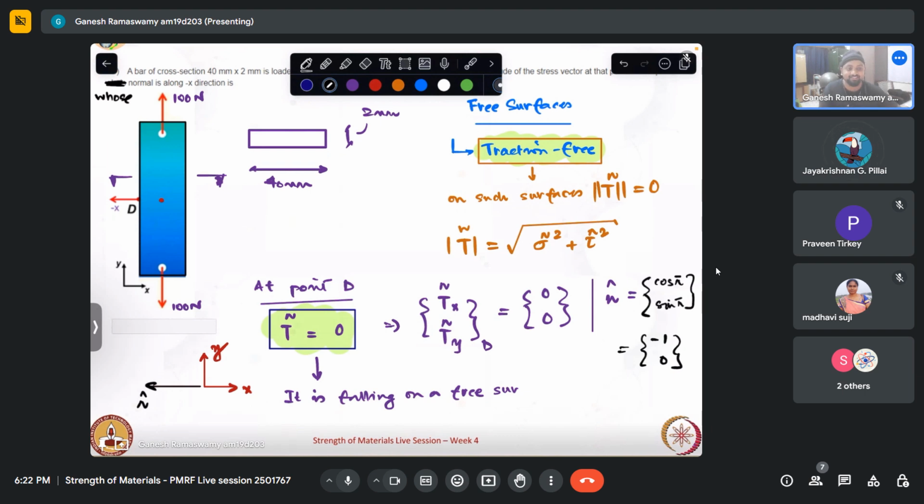Right. Let me try and get my thoughts straight here. If I have a point in the middle, and I cut a similar plane, I would get similar results.